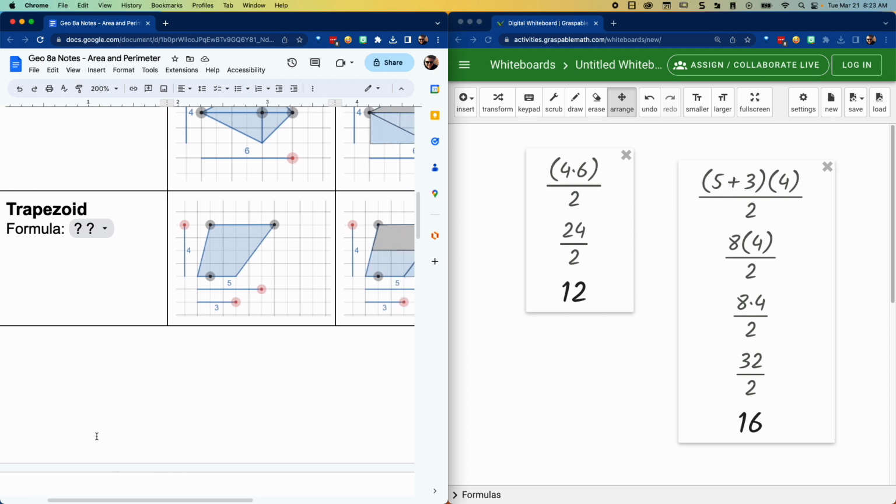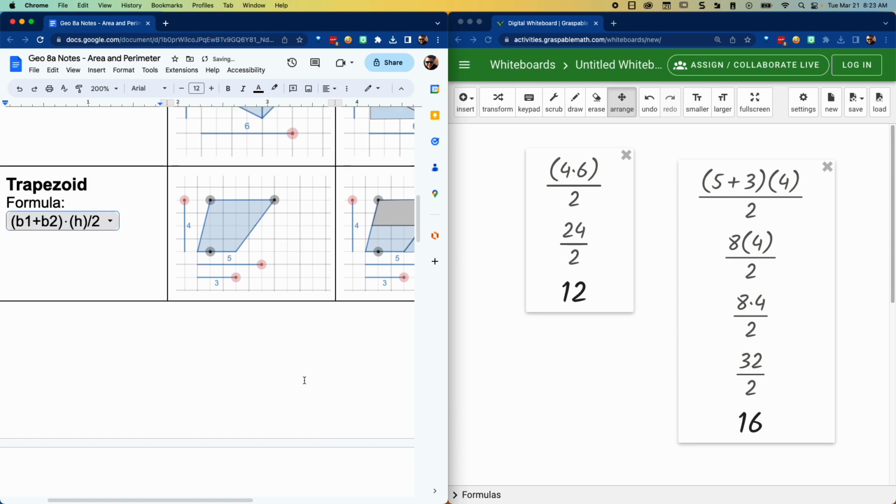So then what does that mean the formula is? This formula is probably the most complex to remember, but it's the pieces of the 2 bases, so that's the 3 and the 5, added together, and then the height, and then we're going to divide everything by 2.